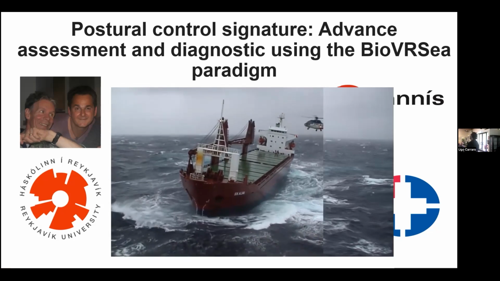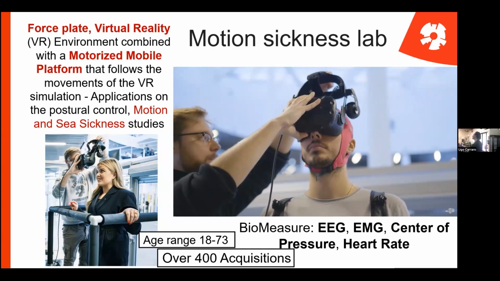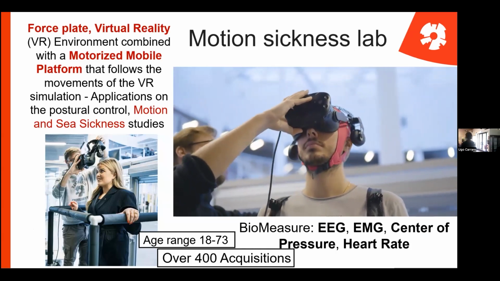And then the idea extended to postural control. Can postural control be an index of pathologies? So from this speculation, we started to investigate postural control.